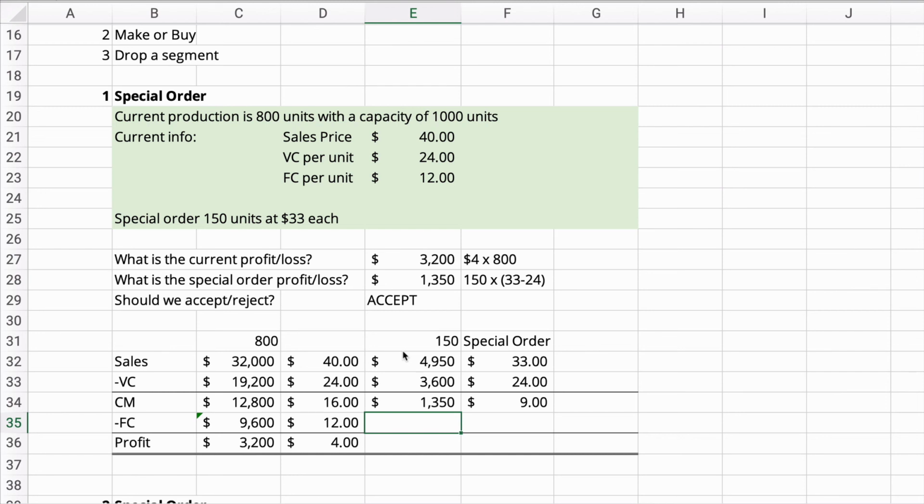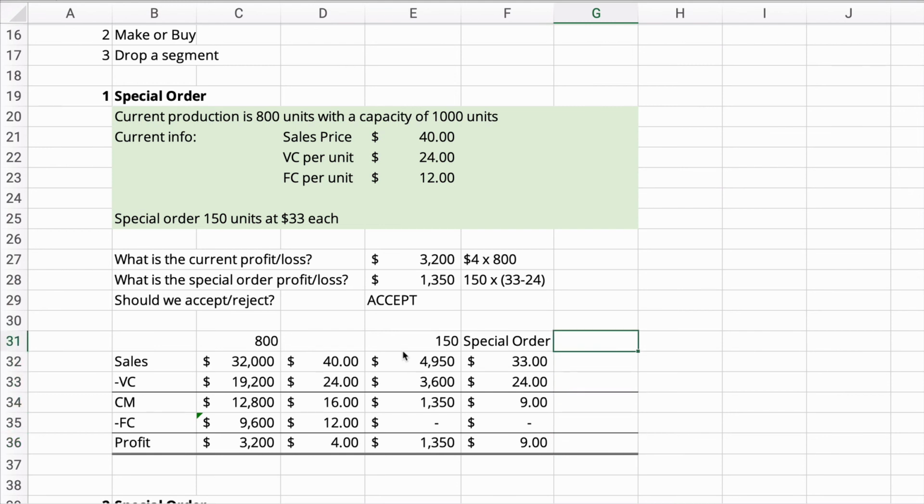Now, how much does fixed costs go up? Fixed cost goes up 0. If fixed cost goes up when we produce more, it's not a fixed cost. The fixed cost is 9,600 before the special order and after the special order. So we can ignore it because it's not going to change. So we're going to make a profit of 1,350. This is 0, and we're going to make $9 per unit.